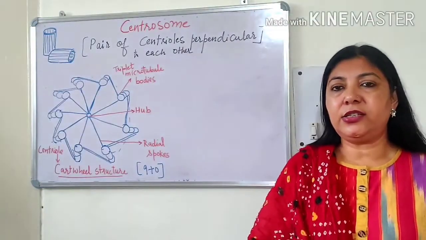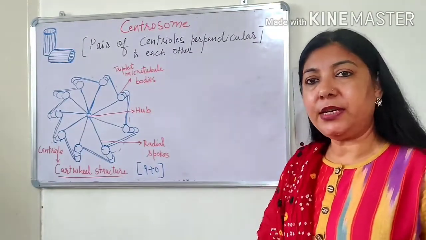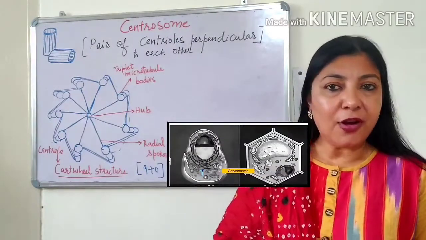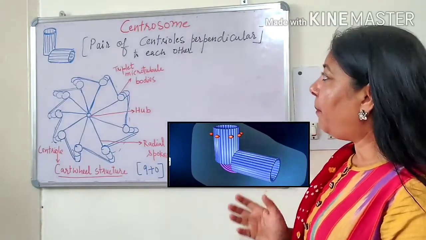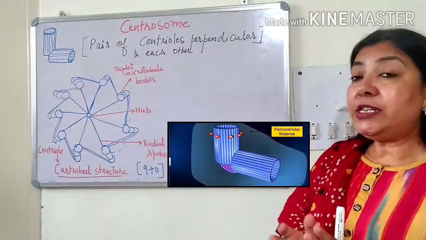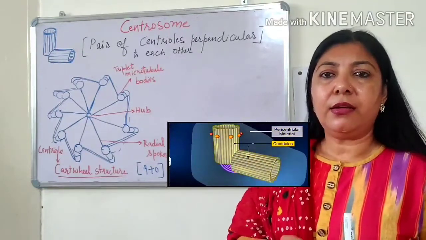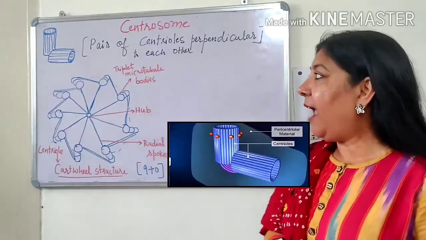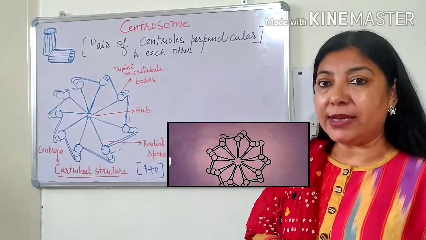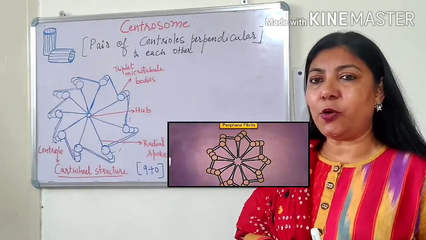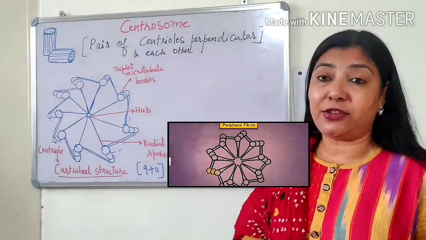Now let's study the structure which is present only in an animal cell. This structure is absent in a plant cell. We are talking about centrosome. Centrosome is actually a pair of centrioles which are perpendicular to each other. They are present just near the nucleus of an animal cell. And if we take one centriole and take a TS of it under the electron microscope, it gives a beautiful structure which is called as a cartwheel structure.